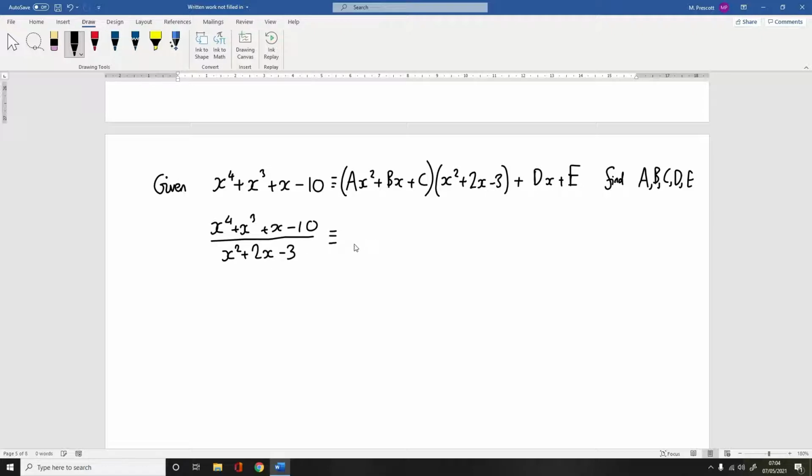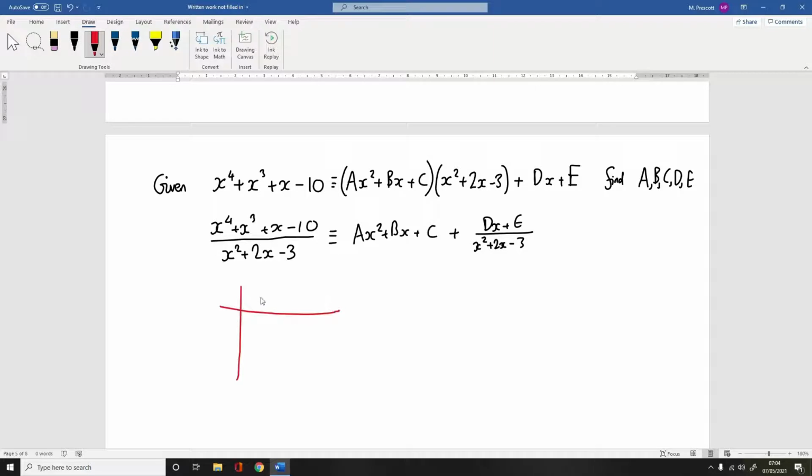And that will give us that this is ax squared plus bx plus c, plus a remainder of some sort, (dx plus e) over the divisor. And this is the division that we need to do. Let's set up our grid.